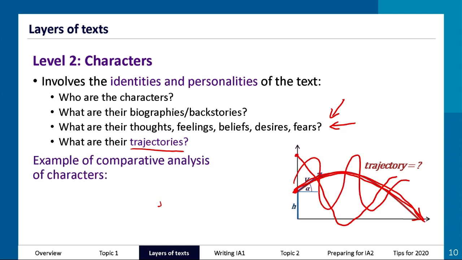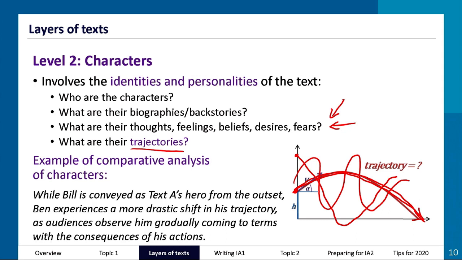An example of this analysis would be something like where Bill is conveyed as text A's hero from the outset. Ben, in text B, let's say, experiences a more drastic shift in his trajectory as audiences observe him gradually coming to terms with the consequences of his actions. So that would be an example of analysing trajectories and talking about the differences in how the characters are portrayed and constructed.